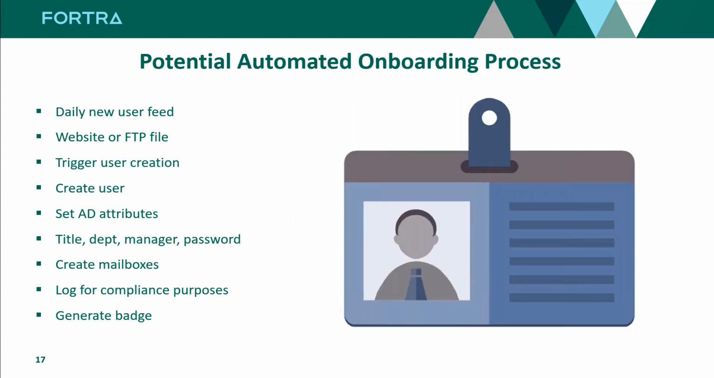So some additional potential automated processes that take place for onboarding new users can be seen here. And a lot of these are input-output type events. A daily new user feed, for example. This might be coming in from emails from management teams. It's a feed coming into our environment telling us there are new employees joining our company. Websites and FTP files. So this could be an extraction process. Maybe that's already in place, and we're taking that data from an existing HR system and feeding it into our automated process. The key thing here is that we want these inputs to trigger user creation.